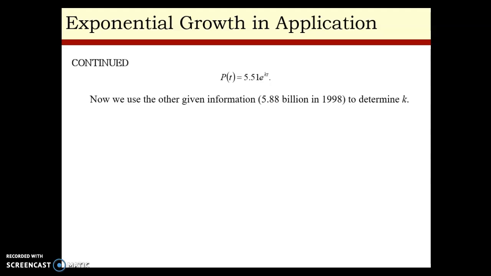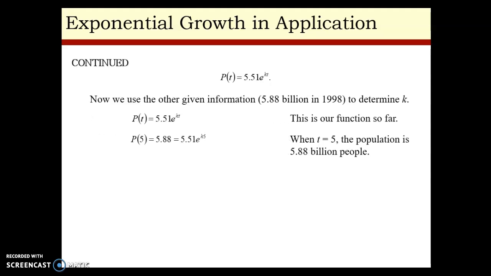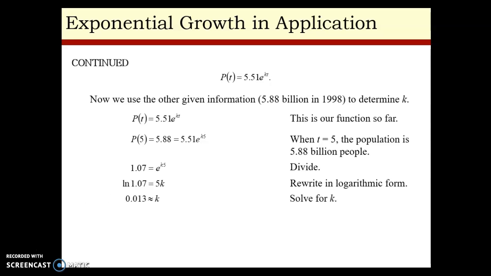Now we use all the other information to determine k. Here's our function so far. At 5 years, the population is 5.8. Rewrite it. Solve for k. So therefore, here's the equation that we use.